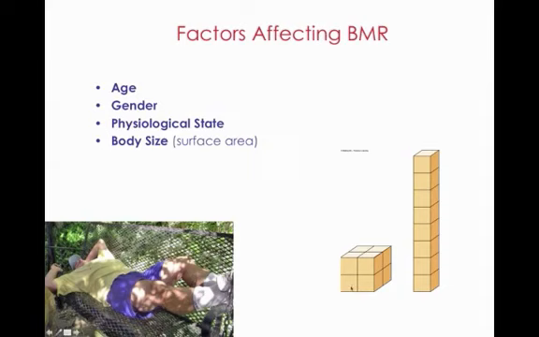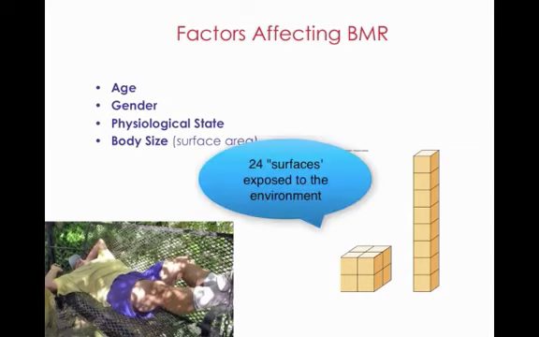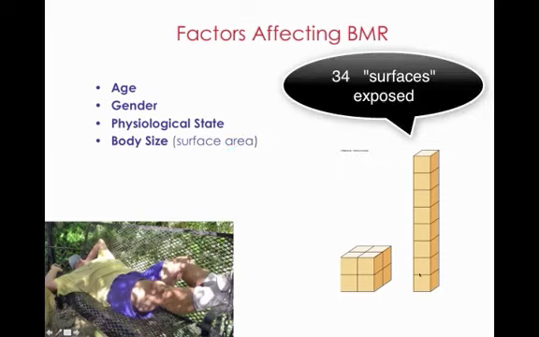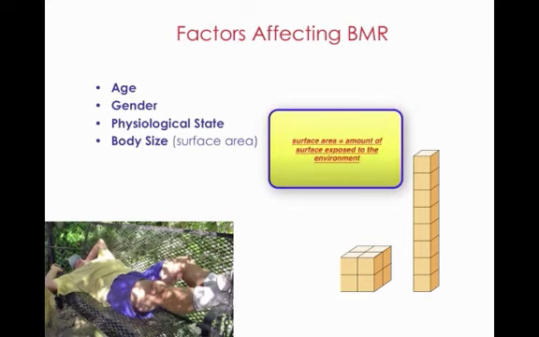That is determined by counting up the number of surfaces exposed to the environment. This one on the left has 4, 8, 12, 16, 20, 24 surfaces exposed to the environment, while the one on the right has 34 surfaces exposed to the environment. The one on the right has a larger surface area.